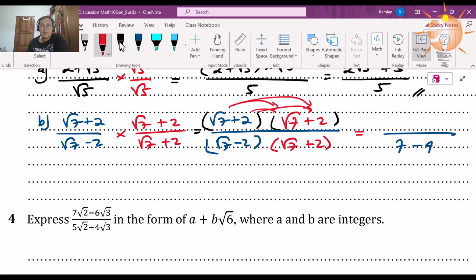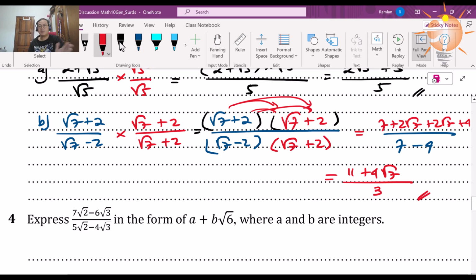So that'll be square root of 7 times square root of 7, which is just 7, and then plus 2 square root of 7, and then another plus 2 square root of 7, and the last one is 2 times 2, which equals 4. Now, because we already learned how to simplify, we see that we have 7 and 4. If you add them, you get 11, right? And then 2 square root of 7 plus 2 square root of 7 will be 4 square root of 7. And then on the denominator it's just 7 minus 4, which equals 3.